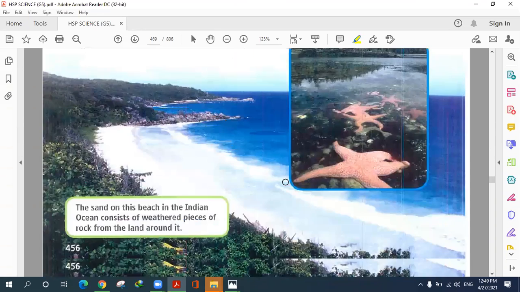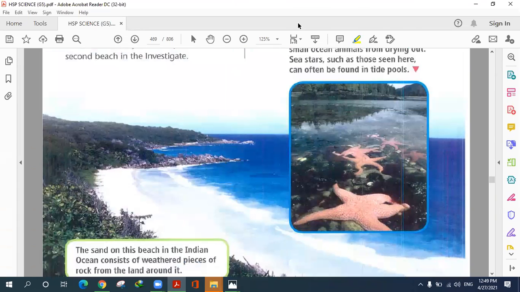Okay? Can you see in this picture too? These parts I'm highlighting. Those are headlands. Can you see them? Not the sea star. I'm not talking about the sea star. I'm talking about the headlands I'm highlighting. Can you see them? Yes. So this is the hard rocks left behind. These are what we call the headlands. Okay.